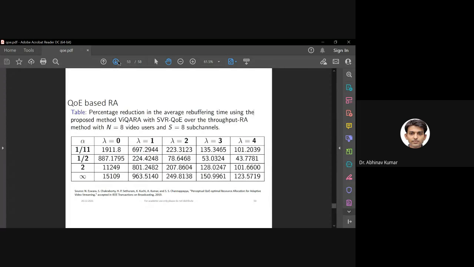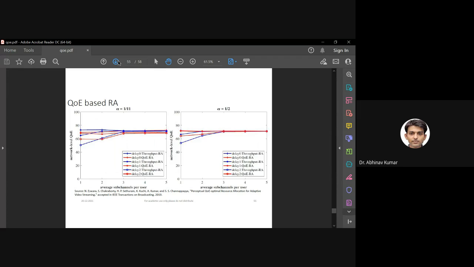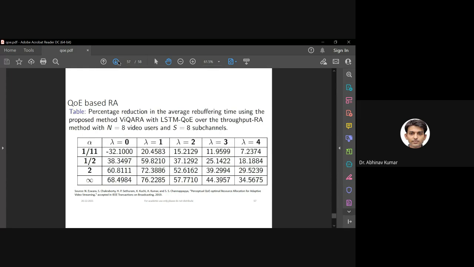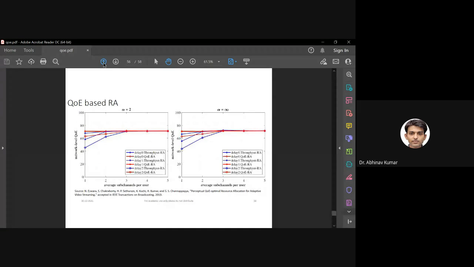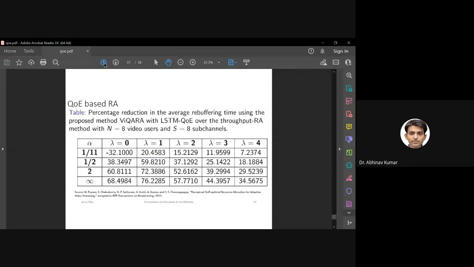So here with SVR QoE, we are showing the results. We can also generate the results with different other models that we have for different values of alpha. I'm just skimming through this part, because essentially we're changing the model. We initially started with the SVR QoE and then went on to LSTM, and even for the LSTM based approach, we were able to show that the proposed QoE based architecture for resource allocation turns out to be much better, right?